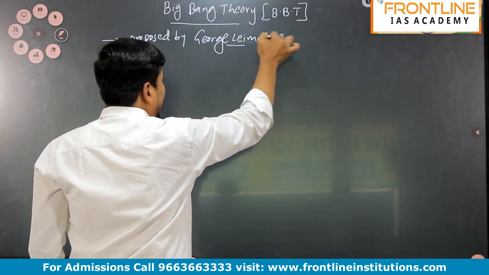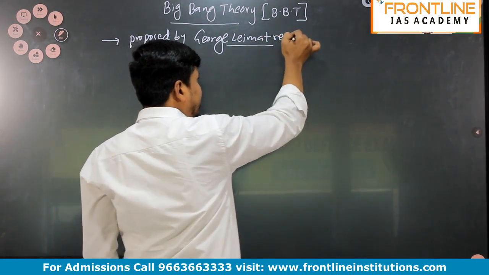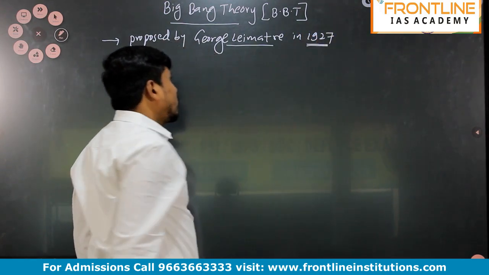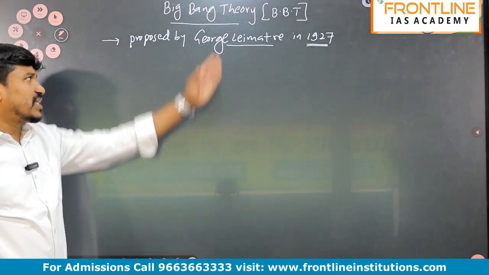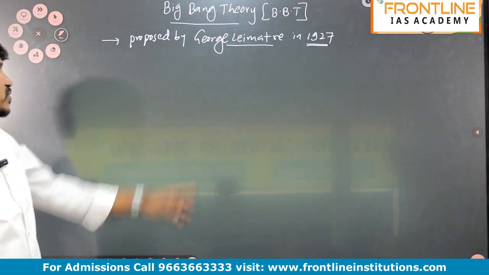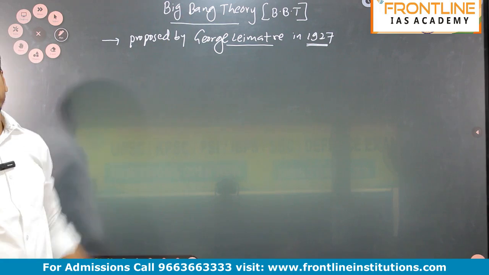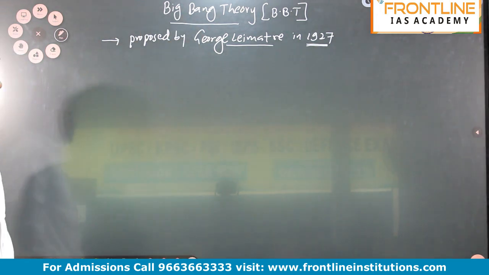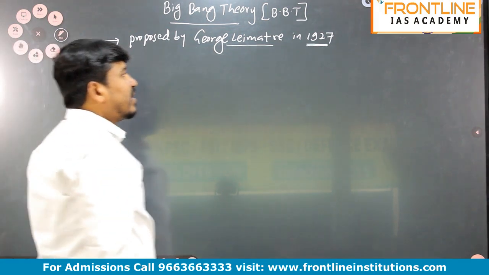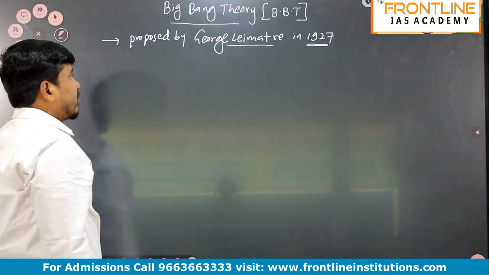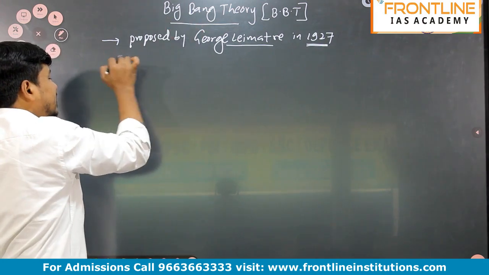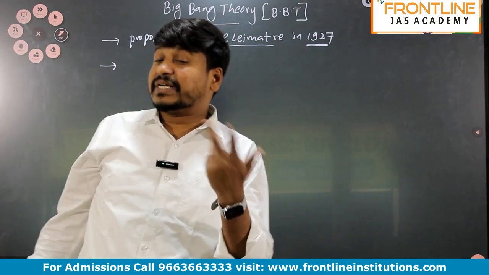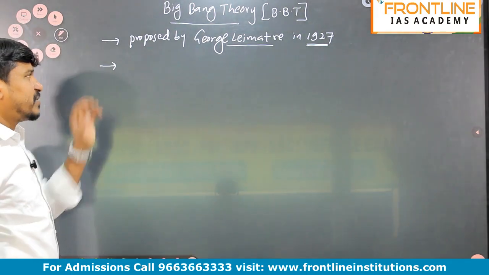It was proposed by George Lemaitre in 1927. This question is asked many times: who proposed the Big Bang theory? Who is the father of the Big Bang theory? Answer: George Lemaitre. George Lemaitre proposed the Big Bang theory in which year? 1927. And what is the purpose of this theory? This theory explains how the universe formed, or how the universe developed. So that is the main objective of this theory, right?